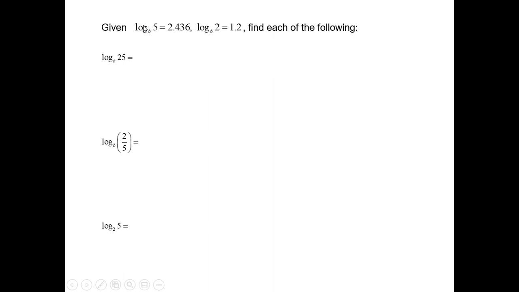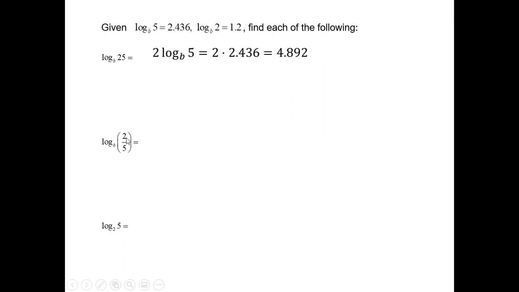All right, so let's take a look. If I'm given this information, I can find each of the following. Log base b of 25. Well, remember, I can take the 2 out in front and make this 2 times log base b of 5. And that's going to be equal to 2 times my value that I'm given here, 2.436. And that would equal approximately 4.892.